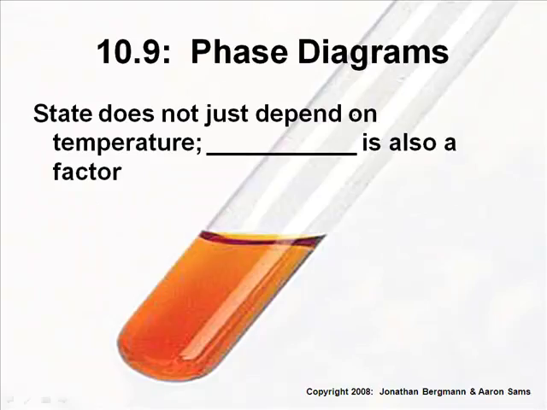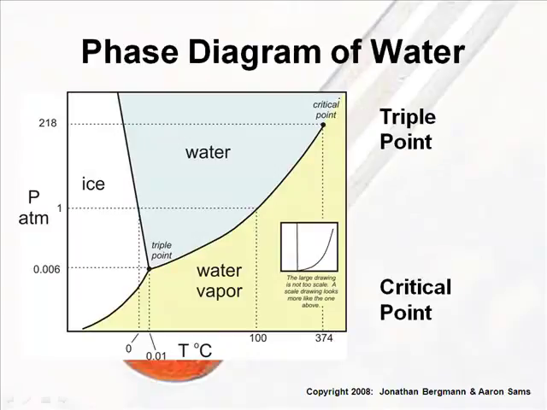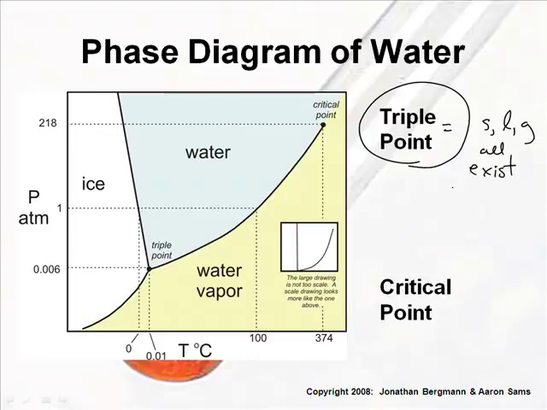Okay, phase diagrams. State does not just depend upon temperature, but pressure is also a factor. You've seen these before: the phase diagram of water. There's this thing called the triple point. What's that mean, Mr. Sam? That's the point at which the solid, liquid, and gaseous phases all exist simultaneously. It only happens at one specific temperature and pressure. Exactly right.